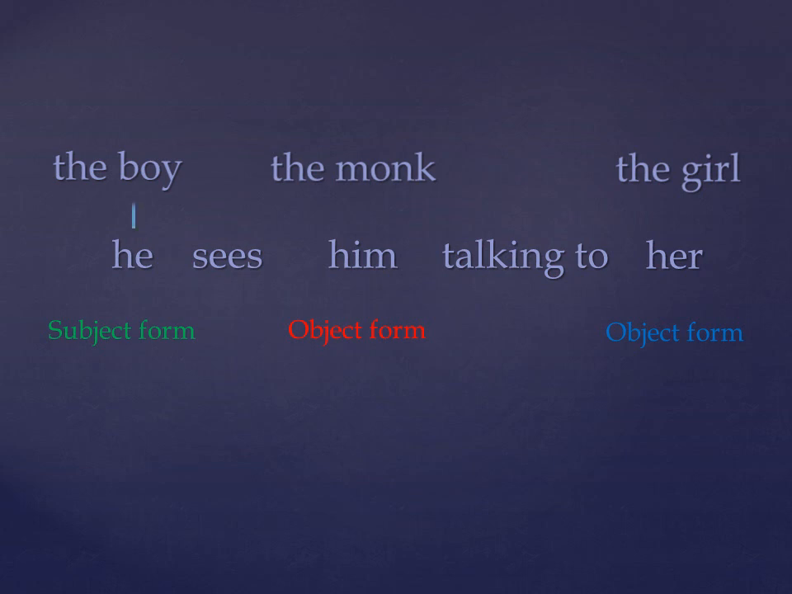Now notice that each pronoun refers back to a different substantive noun, and this is sometimes called the antecedent noun. This will be more important when we look at relative pronouns, but for now it's just important to remember that pronouns refer back to their antecedent.